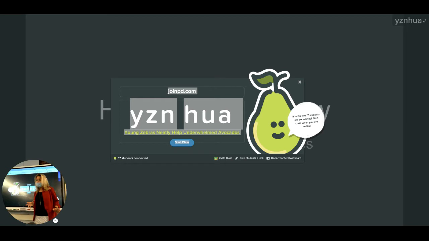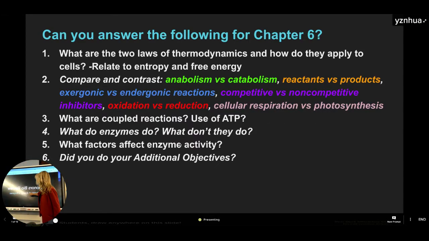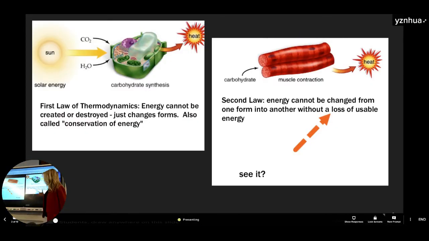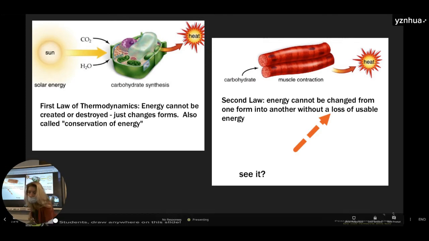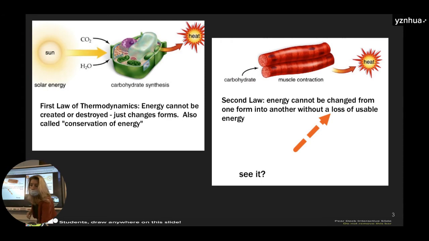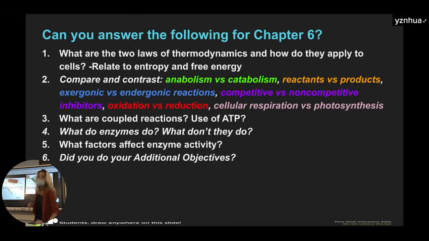This Pear Deck code will not work for you at this point because this was a live Pear Deck code. So I'm going to go ahead and start. All right. Great. The first thing on the slide is to show you what I want to make sure that you understand, the different expectations for this. Sorry, everything is slow because I'm trying to record it. The computer cannot handle everything.